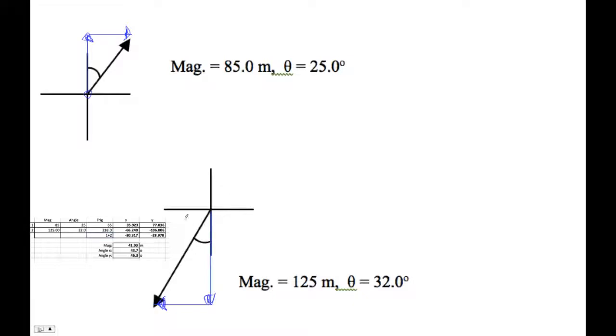The next step is to find the lengths of the sides. So let's draw what we've got. This is 125, and that's 32. This guy is 85, the hypotenuse, right? And then that angle is 25. I'm going to call this vector A, and this guy vector B. And we're just going to fill in a table. We're going to have A and B and A plus B.